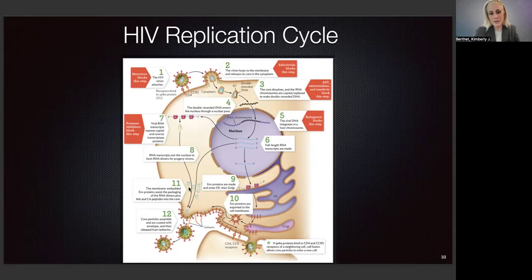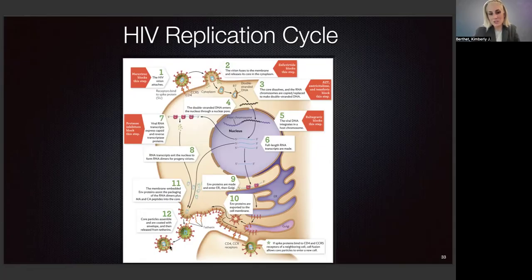And then over here, we have to regenerate the genetic material. We have to regenerate that double RNA that we see. So those two RNA pieces. So we've made our proteins, we made our RNA, and the virus comes back together and buds out of the cell.